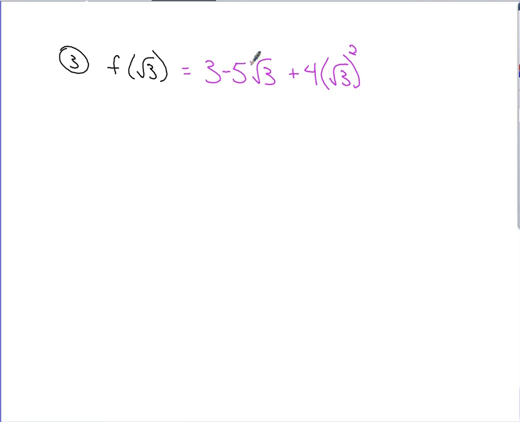If you want to be consistent with your parentheses, still have parentheses there, that's fine. But ultimately, as you calculate this out, you've got 3. I'm going to take 5 times the square root of 3. There's not much I can do with that. All I can write is 5 root 3. But over here, as I square this square root of 3, the radical is going to disappear, right? So 3 is going to be left. That 3 is going to get multiplied by 4. Got 12 left. Combining like terms, you've got 3 plus 12, 15, minus that 5 root 3. So there's your answer for that.